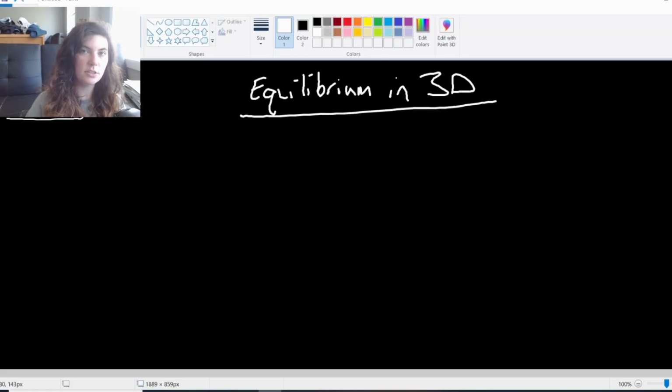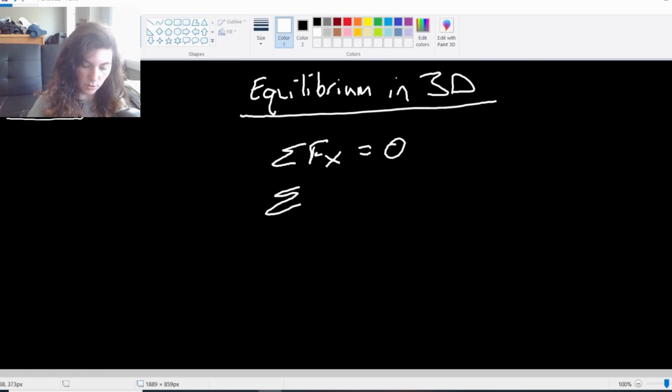In this video, we're going to look at our equilibrium now in 3D. Previously, we had only been working in 2D with just our X and our Y, but now we're going to be moving into the third dimension. And it's going to work exactly the same way as it was before, where the sum of forces in our X direction is 0. The sum of forces in our Y direction is 0. And now we're just adding in that Z component, right?